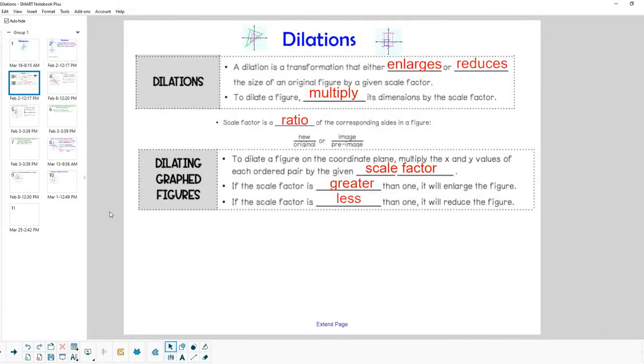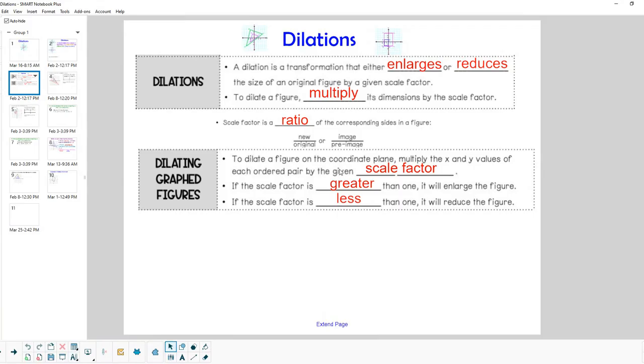So dilations. A dilation is a transformation that either enlarges or reduces the size of an original figure by a given scale factor. To dilate a figure, all you do is multiply its dimensions by the scale factor. Scale factor is a ratio of the corresponding sides in a figure. So if you can find any two corresponding sides, such as the new over the original or the image over the pre-image, and then you divide that, you get a little number that's called the scale factor. And then that scale factor is multiplied by each of the coordinates.